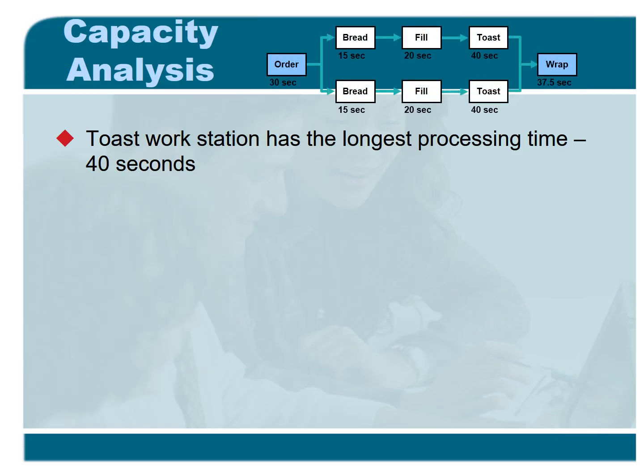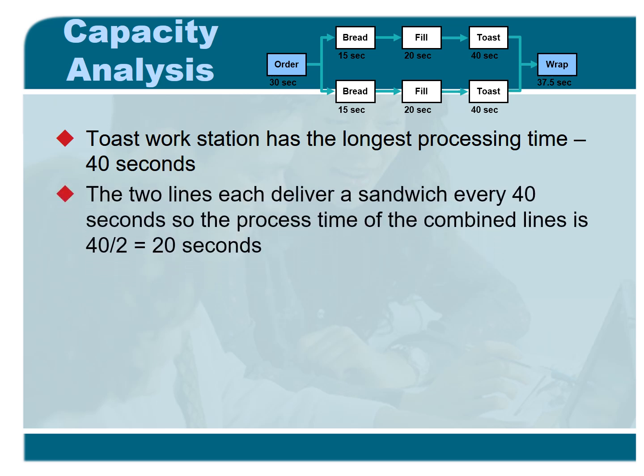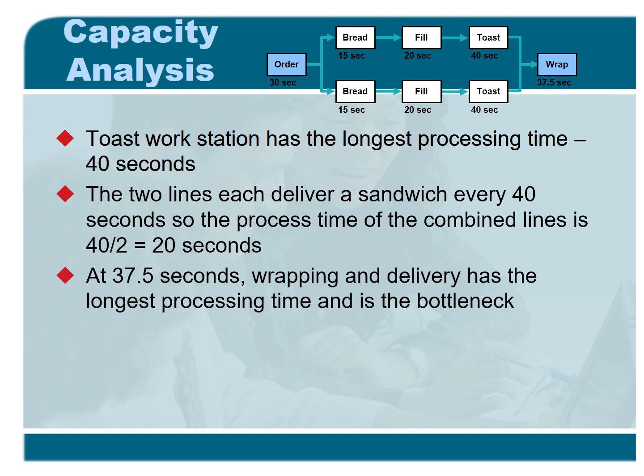The toast workstation has the longest processing time of 40 seconds. The 2 lines each deliver a sandwich every 40 seconds, so the process time of the combined lines is 40 divided by 2, since they both produce a sandwich, equals 20 seconds. So in every 20 seconds, 1 sandwich is ready. At 37.5 seconds, wrapping and delivery has the longest processing time and is considered the bottleneck of the process.